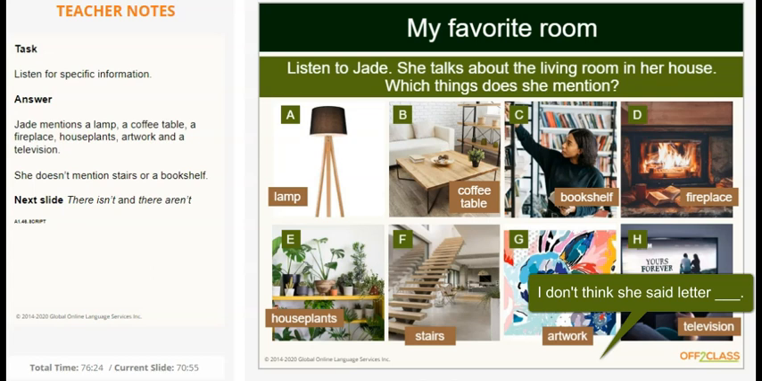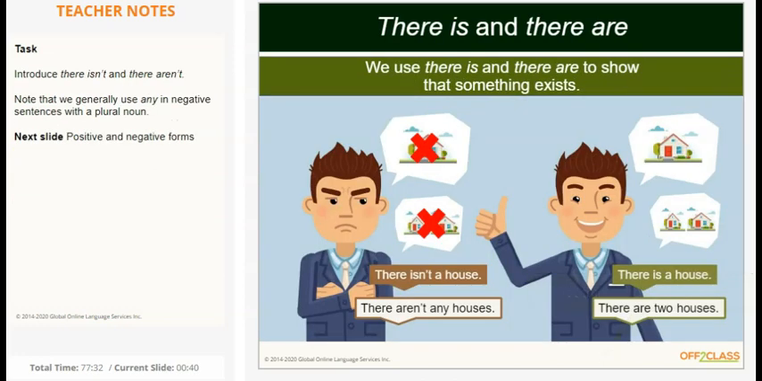Now, which one of those things did she not mention? She talks about all of them except for 2. Which 2 does she forget to say? Pay attention to the grammar you're listening to. We have there is for 1 singular and there are for 2 or more, or plural. We use there is and there are to show that something exists.